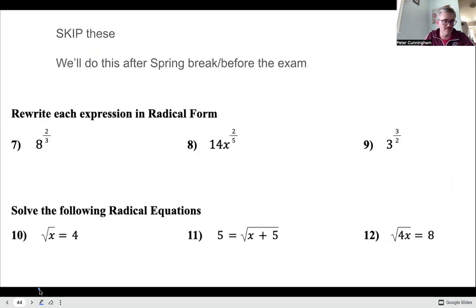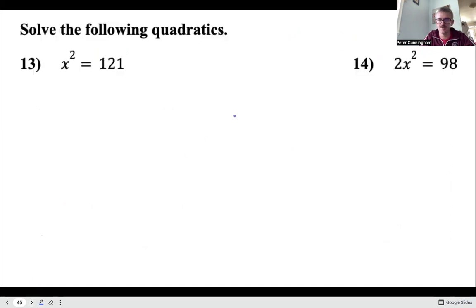We'll get to these after spring break before the exam. They're not too bad. Do these quick. I don't think anything on the test will be like this because this will be after spring break as well. Basically, we're saying, okay, how do you get rid of a square? You use a square root.